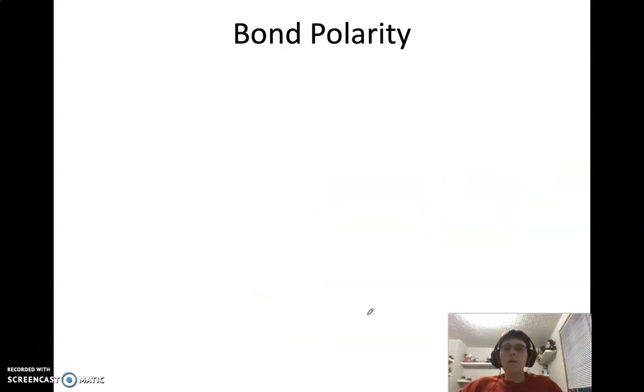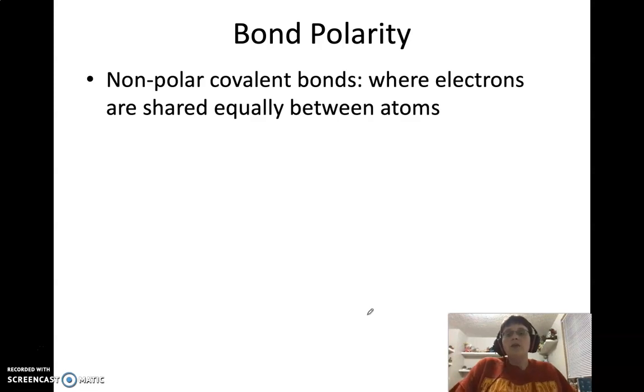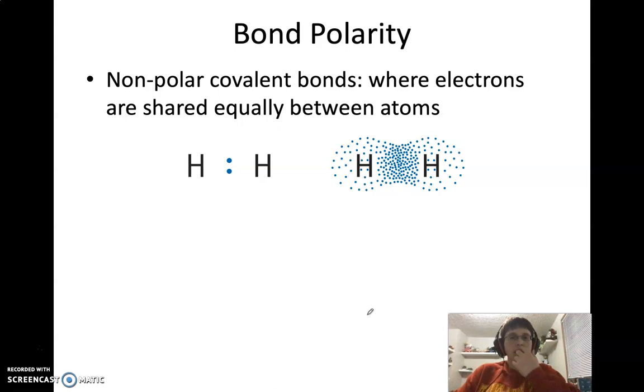All right, I mentioned that those atoms that are participating in covalent bonds become electrically neutral, but sometimes the bond itself can actually get a charge to it, and that's what we're going to look at next, what we call bond polarity. Some covalent bonds are what we call non-polar covalent bonds, and this is where the electrons are shared equally between atoms. The electrons go back and forth between the atoms equally. A great example of a nonpolar covalent bond is hydrogen.